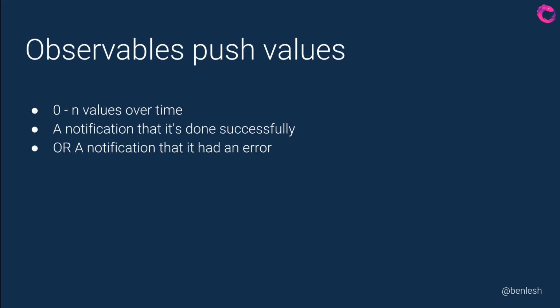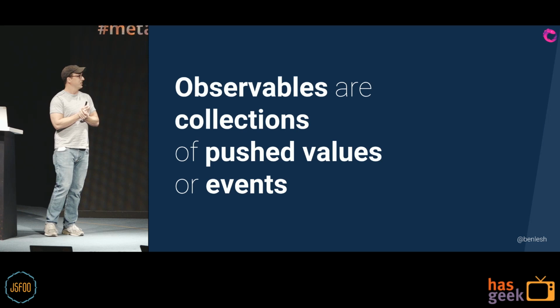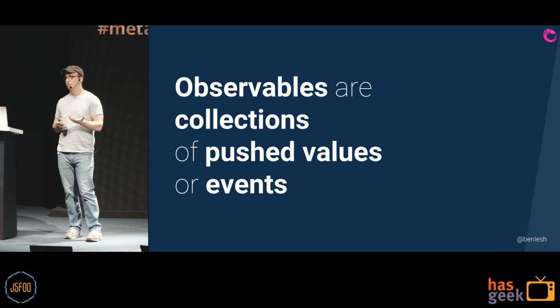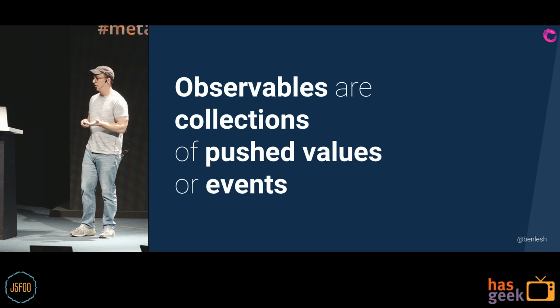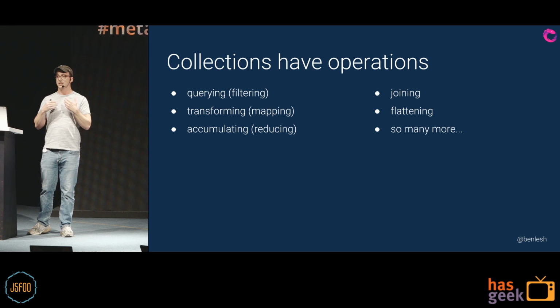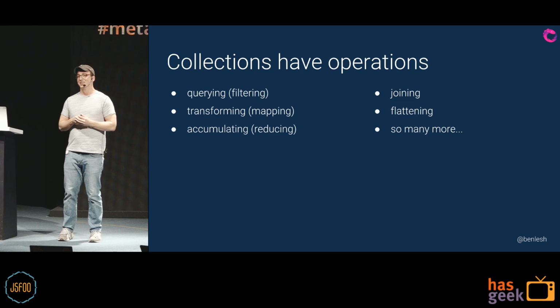The important part about this for the talk today is that observables are really collections of pushed events or values. So anything that you can imagine, an array or a WebSocket or whatever, can now be treated as a collection in the shape of an observable. And collections are very interesting because then you get into things like category theory, monads, functors, and yada yada. Those are horrible words that don't really explain anything that well to anybody. I'm sorry to any mathematicians in the crowd that think they're wonderful words. You can beat me up later.